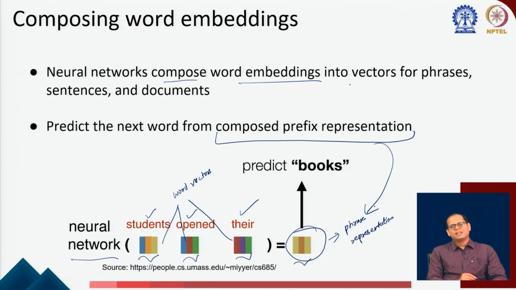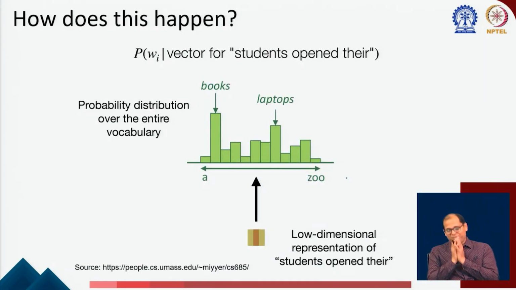Right? From there, now you want to predict the next word. Let's say you want to predict the books. Okay. So this is the problem setting now. You have some input words, you're trying to compose them into a single representation, and then you want to make a prediction from that. Okay. So how does that happen?